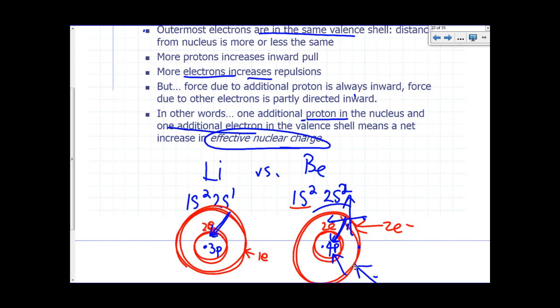For example, if you're going from beryllium to boron, the electron configuration of boron is 1s2, 2s2, 2p1. It's actually a little easier to remove the electron from the 2p orbital as in the case of boron. So the ionization energy actually drops as you go from beryllium to boron. But the general trend from left to right is increasing. I'm sorry, that's a 2s2.